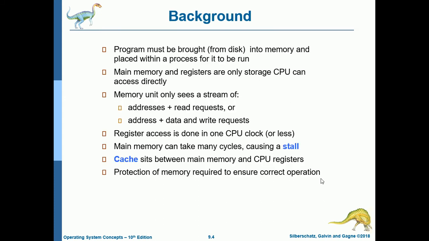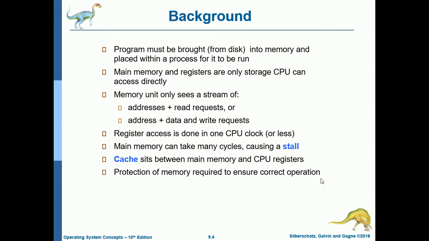So for the background, a program must be brought from the disk into memory and placed within a process for it to be run. So any programs that you'll be using, for example in a computer, should be loaded into memory. Main memory and registers are the only storage the CPU can access directly. The memory unit only sees a stream of addresses plus read requests, or address plus data and write requests.